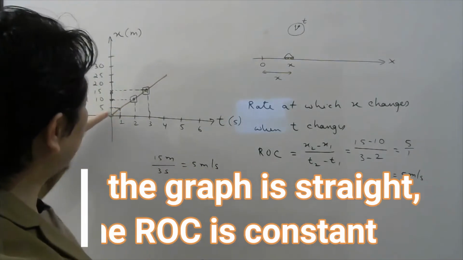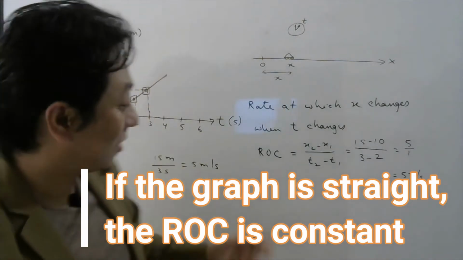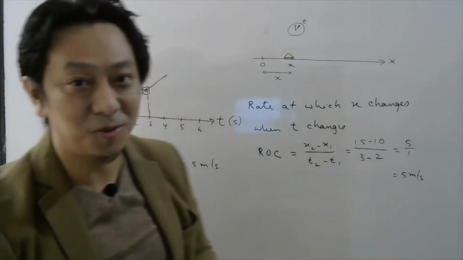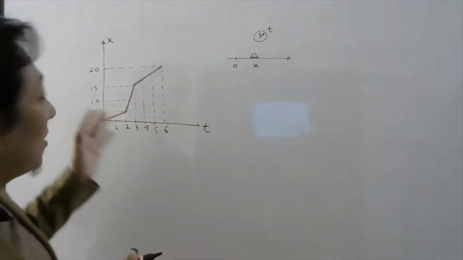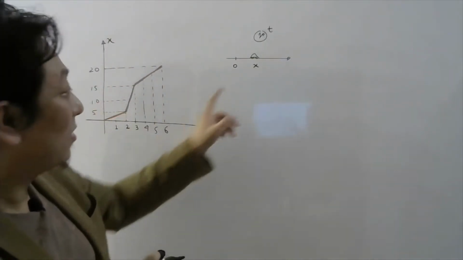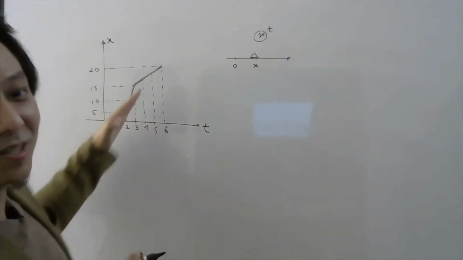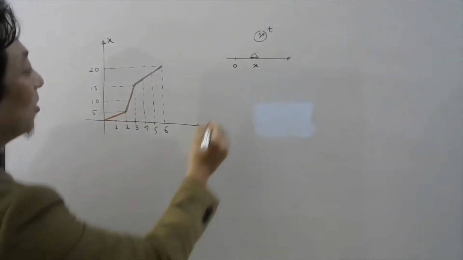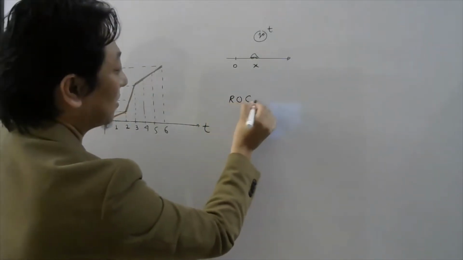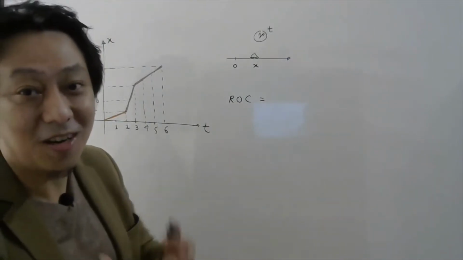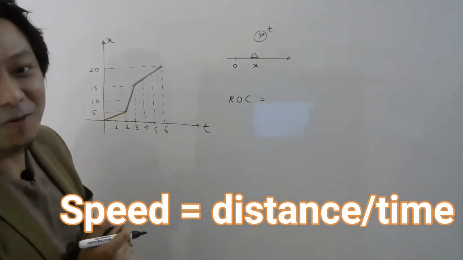So if the graph is a straight line, then you know that the rate of change will be constant no matter which 2 points you choose. But what if the graph is like this? What if the position of the car changes with time according to this graph? Now if I ask you, what is the rate of change of distance with respect to time, which is also called speed, then how would you calculate that?